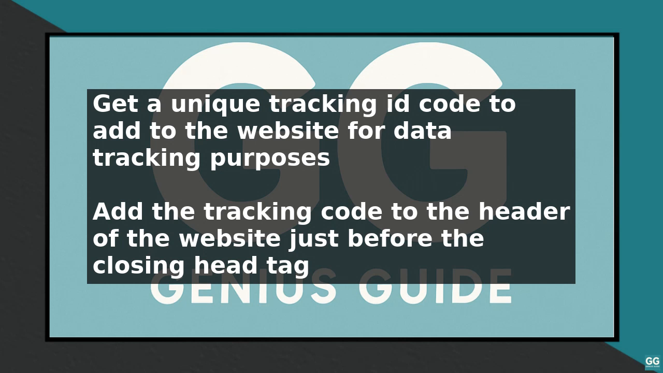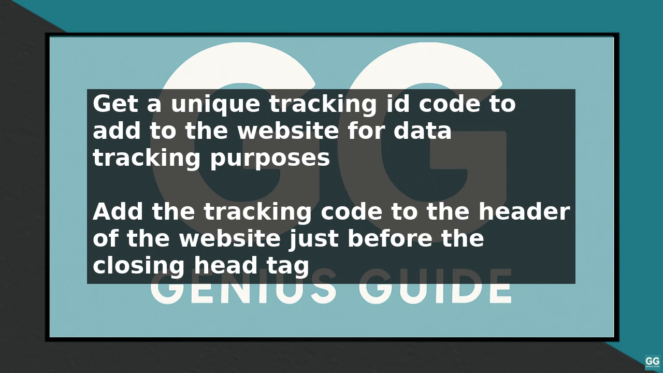Now, you will be given a tracking ID, which is a unique code that you will need to add to your website. This code will track your website data and send it to Google Analytics. To get the code, click on the Tracking Info tab and then click on the Tracking Code tab. Copy the code and add it to the header of your website, just before the closing head tag.